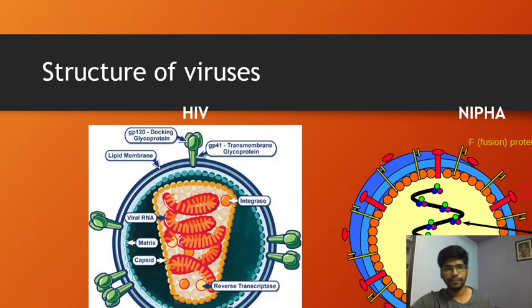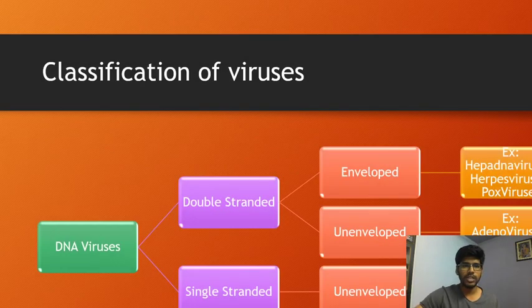And the next one, the structure of the virus. This is about the HIV and this is the Nipah. So we see the common structure. We have the glycoproteins, we have the different enzymes, which have the nucleic acid. This is the common structure for all the different viruses. So we'll see the classification of viruses. Now we are going into the classification of viruses.